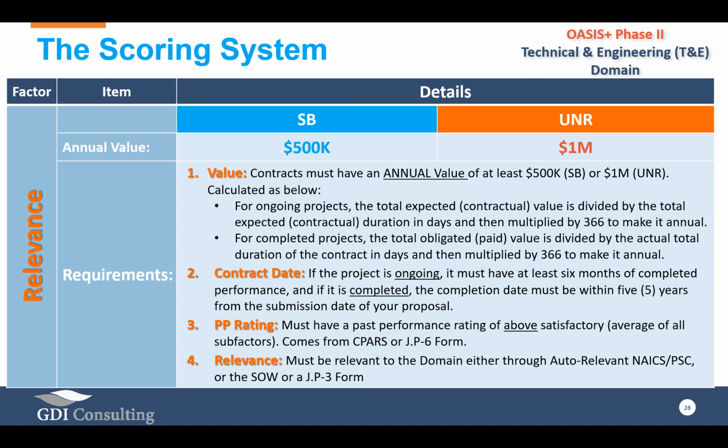And then finally, the most important part is relevance towards the scope. Now, this is done through showing that your contract has one of the auto-relevant NAICS and PSC codes. I'm going to show you the list on the next slide. If your contract doesn't have that, then you must show it through a JP3 form and citations from the SOW. You have to get that signed by the contracting officer or your prime. So let's now look at the NAICS codes and the PSC codes.